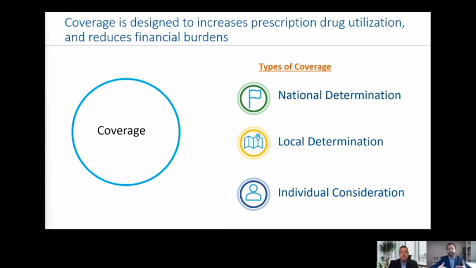Okay, so John, that makes sense. What information is most important when determining coverage determination? And I'm thinking clinical or economic. Yeah, so basically for all 3 types of coverage decisions that we talked about, the primary lever for that decision-making process is going to be clinical information.